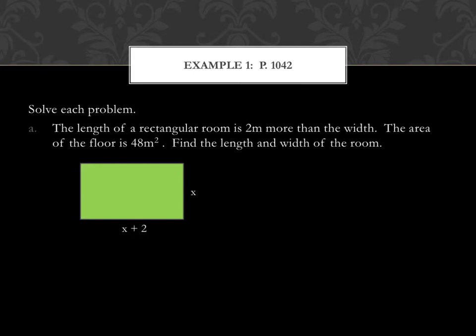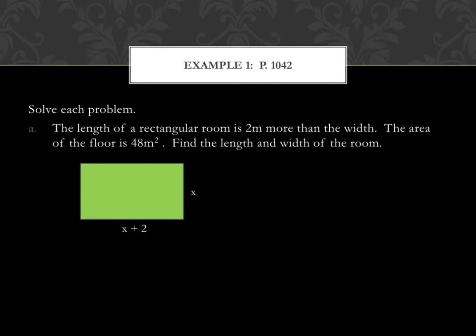14.8 Applications of Quadratic Equations. On example 1, it says the length of a rectangular room is 2 meters more than the width. The area of the floor is 48 square meters. Find the length and width of the room.